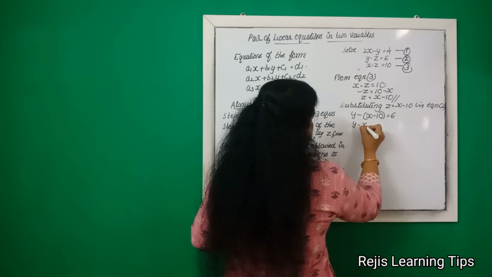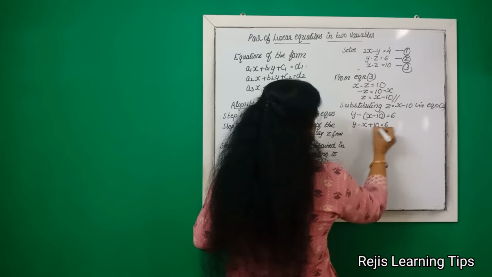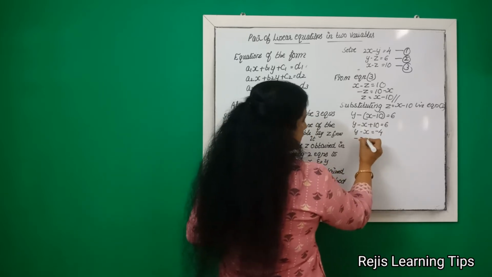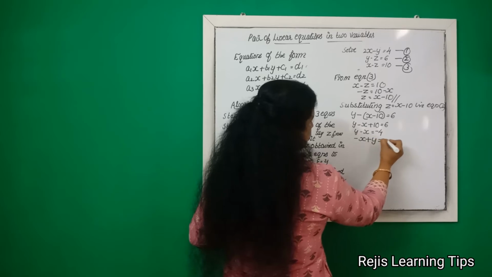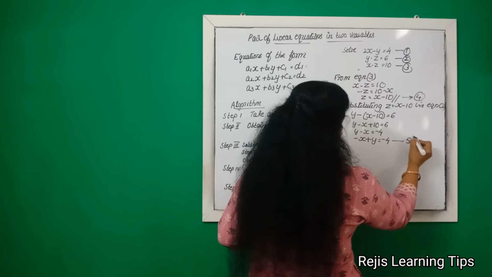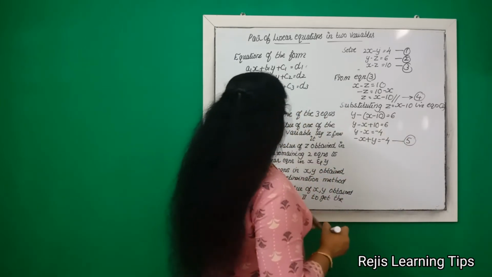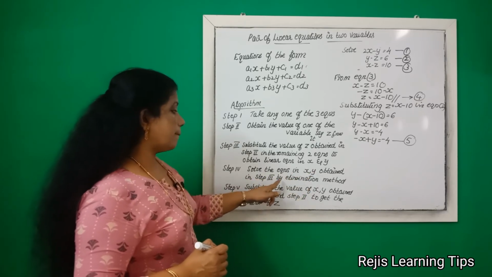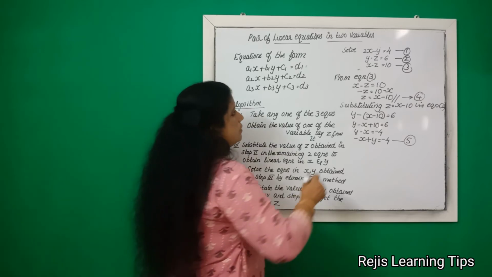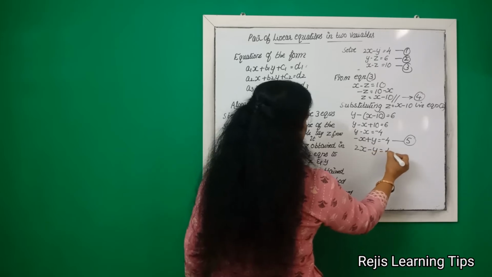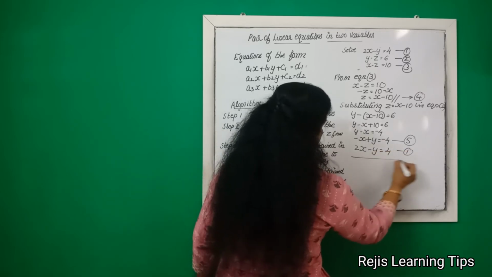So y minus x plus 10 is equal to 6. So y minus x is equal to 6 minus 10, that is minus 4. So minus x plus y is equal to minus 4. This is equation number 4 and this is equation number 5. Then next step, solve the equations in x and y obtained in step 3 by elimination method. Then we should take the first equation, that is 2x minus y is equal to 4, equation number 1.